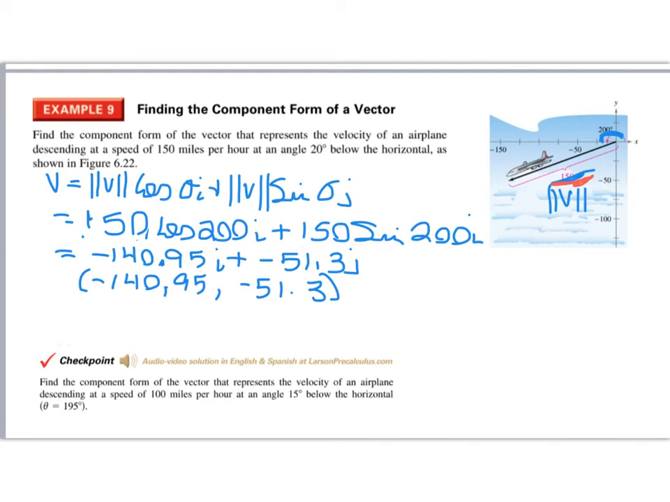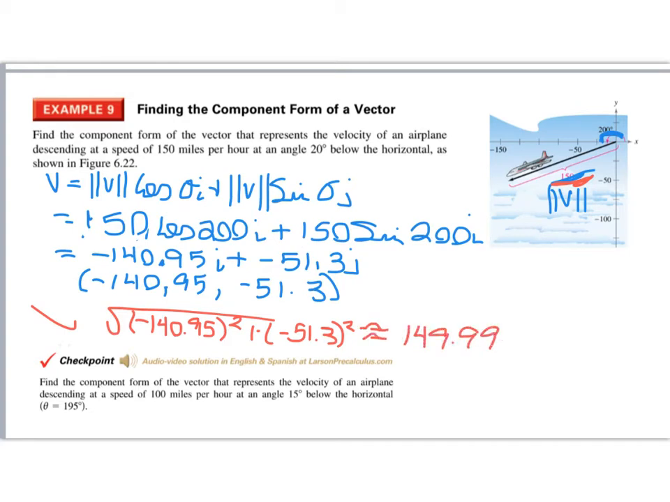Remember, with magnitude, you just do the square root of negative 140.95 squared plus negative 51.3 squared. That should equal 150, and it actually is approximately 149.99. Therefore, we know that we have the right component form vector. All right, go ahead and pause and give it a go and see if you can get the correct component form on the checkpoint. Jump back on when you're ready for the answer.